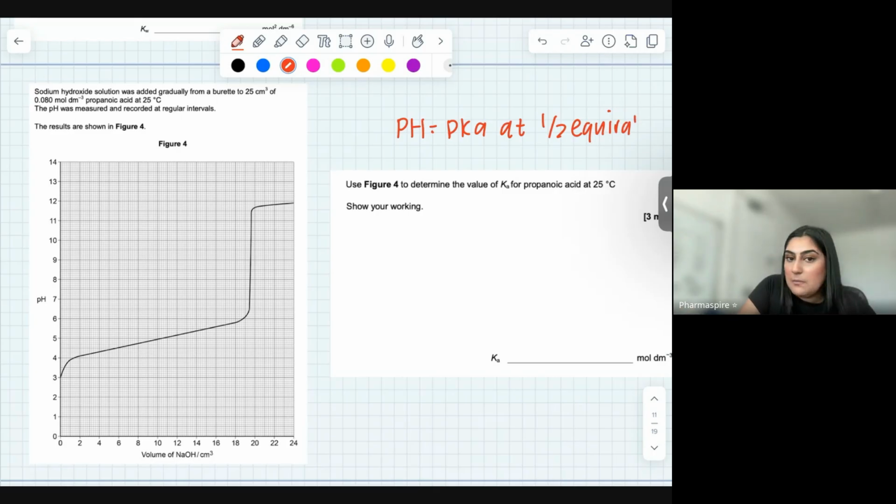Because that basically means, doesn't it, that H plus is equal to Ka at half the equivalence, right? Is everyone happy with that? So that's your route. You need to think, okay, how can I get Ka? You can get Ka from pKa.